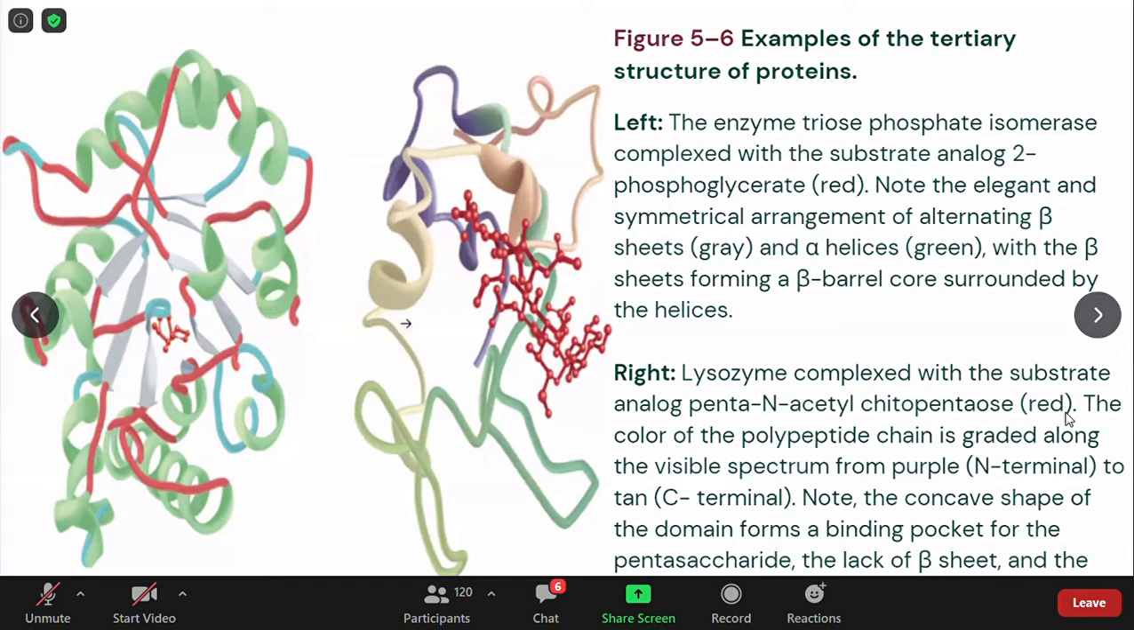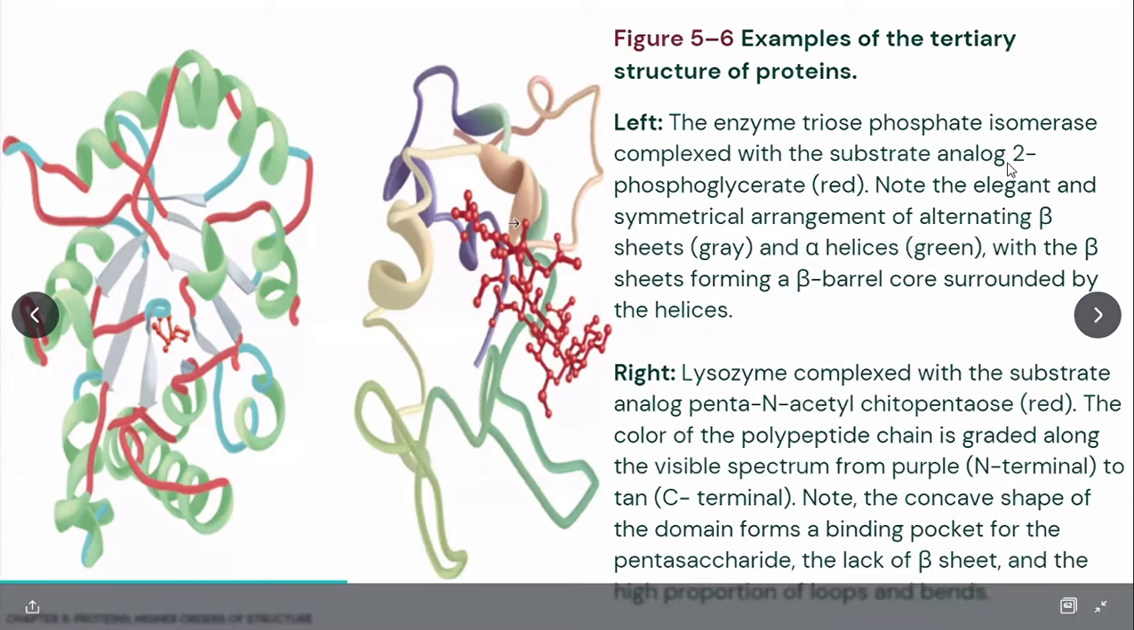The right one is the lysozyme, in complex with the substrate analog. So the substrate is there, it's bound already, the red one. Substrate is the compound that is acted upon by the enzyme. So the lysozyme here has already a substrate bound to the enzyme. Okay. So what you have is a helix, then primary, and you have a primary, just a string. So it is not so complex, lysozyme.